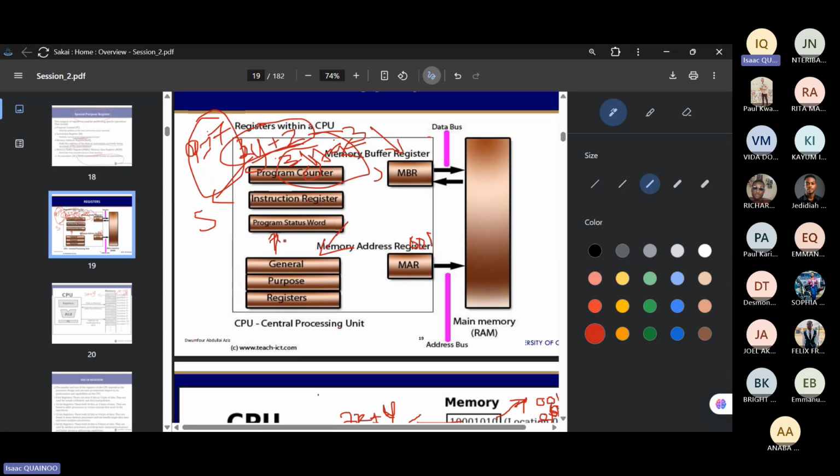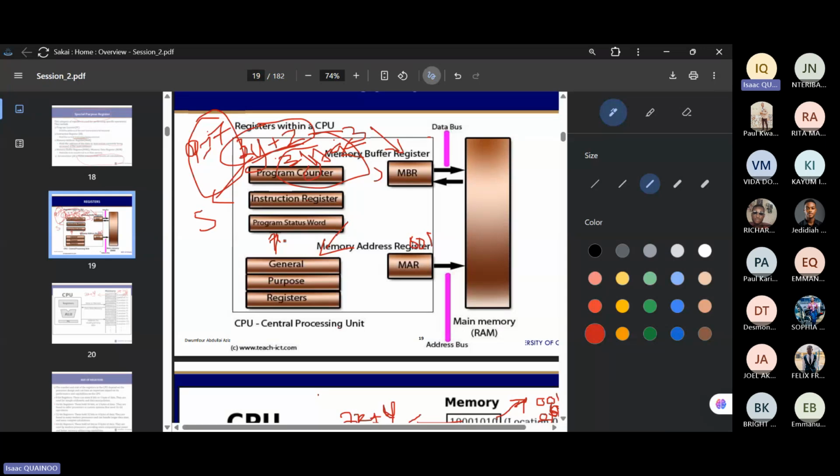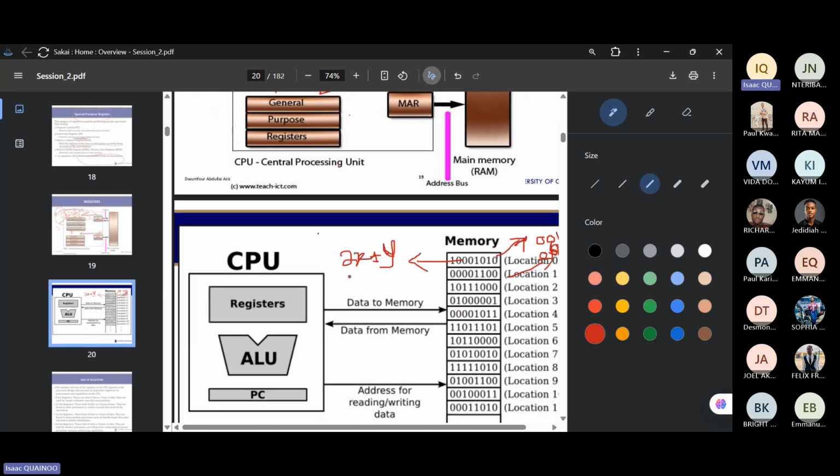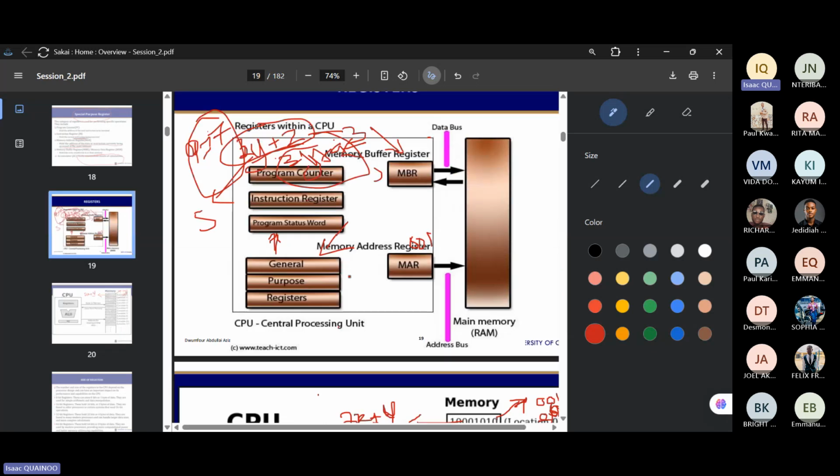There are several of them. I think we have Z, C, O, and others which I cannot recall. And these flags are used to indicate the result of the last operation that was performed by the CPU. Okay, so let us move forward if everything here has been exhausted.